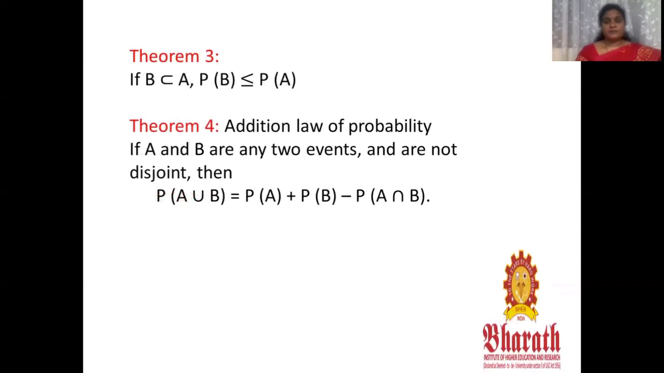Next theorem. If B is contained in A, probability of B is less than or equal to probability of A. Theorem 4, addition law of probability. If A and B are any two events and are not disjoint, then probability of A union B is equal to probability of A plus probability of B minus probability of A intersection B.